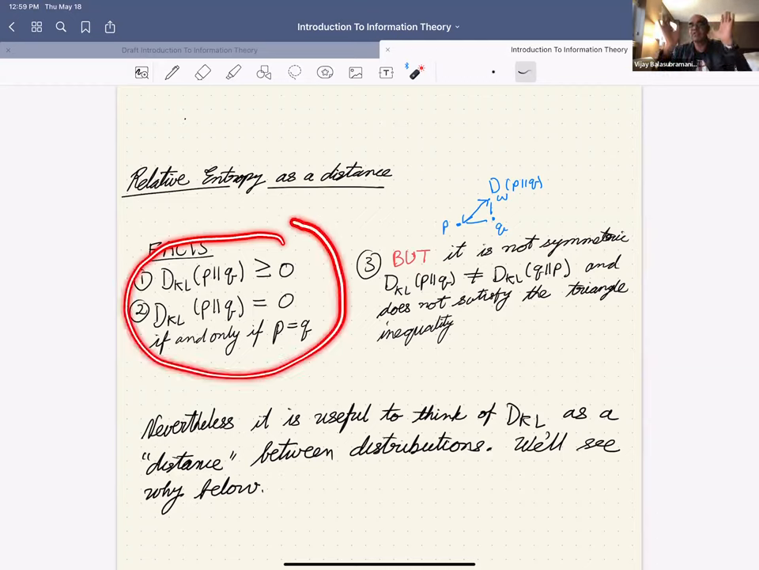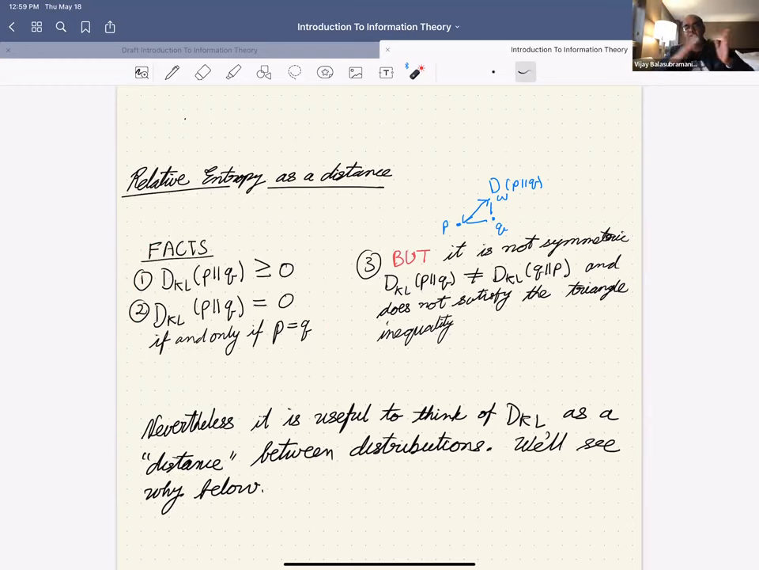If I take two different distributions, you get some positive distance between them, positive relative entropy. But if P and Q are equal, it's zero. So that almost feels like a measure of distance in some sense. But because it's not symmetric, it's not a metric in the usual sense. Normally, if A is 1 meter from B, then B is 1 meter from A. And this doesn't satisfy quite that property.